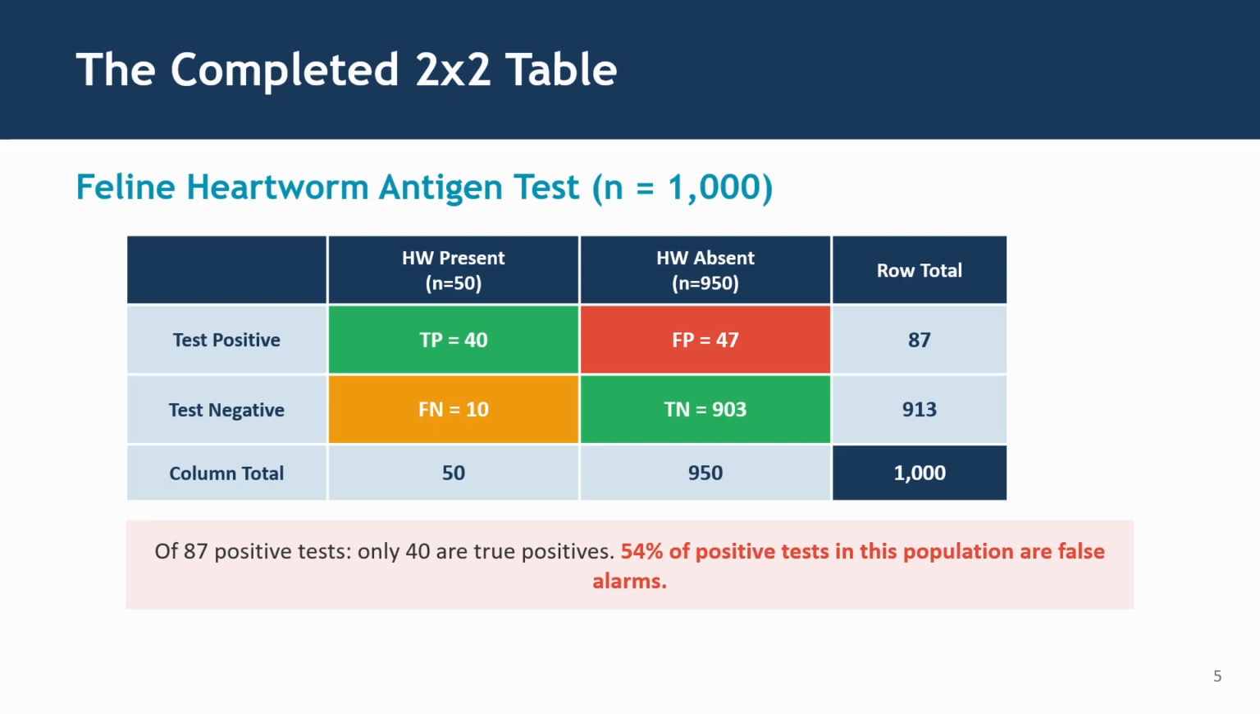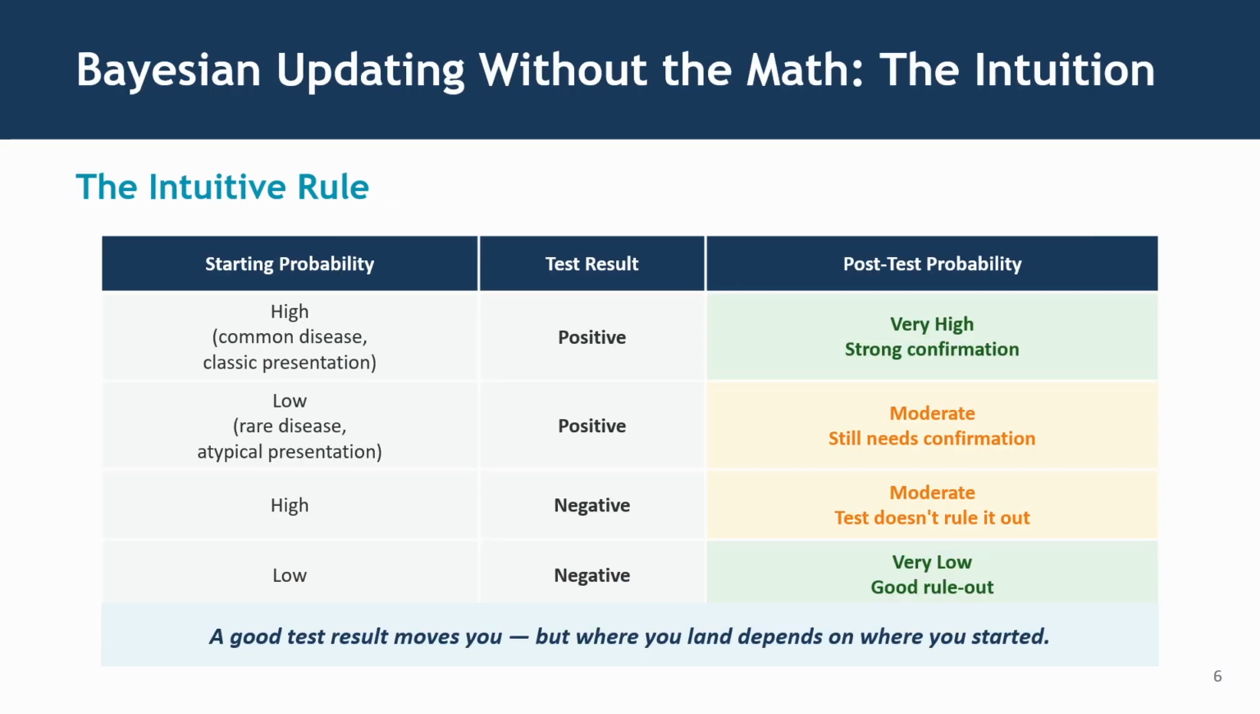We'll calculate exactly how much a test result should shift your probability using likelihood ratios and predictive values in the next two talks. For now, the key takeaway is your post-test probability depends on both the quality of the test and your starting prevalence. Before we wrap up, let me give you the intuitive summary of Bayesian updating. The rule of thumb that lets you do this reasoning quickly at the bedside, even without a table.